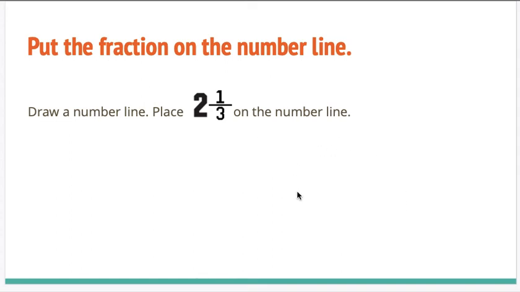Now start at number 2 because the whole number up here is 2. And you're going to jump 1 piece. So jump 1, and you land at 2 1/3 on the number line. It's just 1 jump past 2.